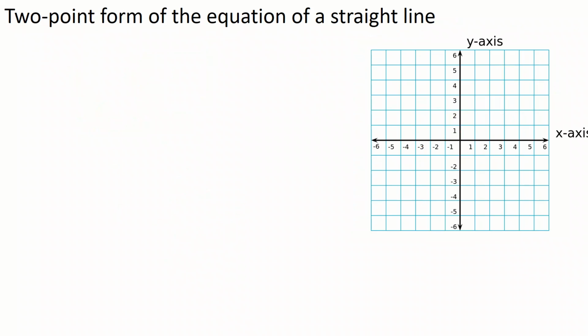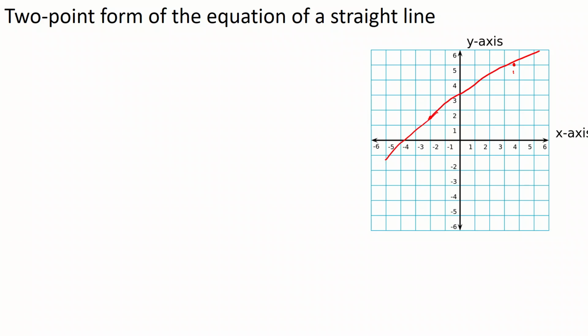Next is the 2-point form. Remember what I told you, that there are many conditions. In the previous slides we saw that a point and a slope were given, and now what will be given is 2 points on the line. So assume that I give you 2 points and I ask you to find the equation of the line passing through these 2 points.